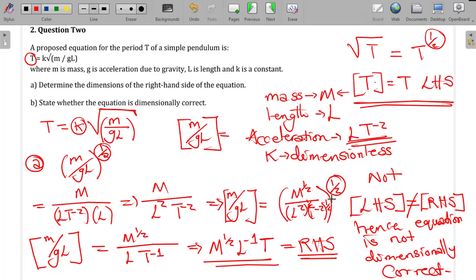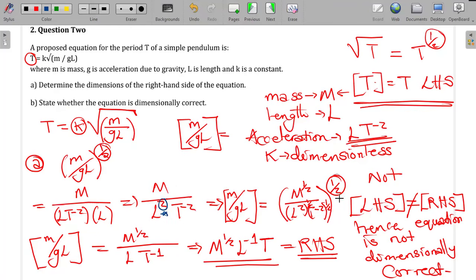So we brought back the power, then we distributed it on both the numerator and the denominator. So I said if we distribute it to the mass, it's going to be mass to the power half. Whilst after simplifying, we notice the length here, let's use this one, the length here has a power of what? Has a power of 2.